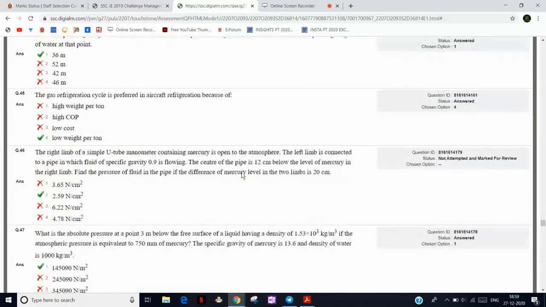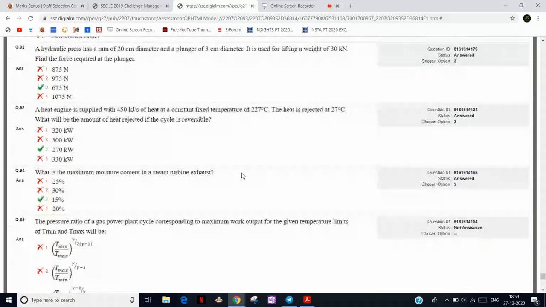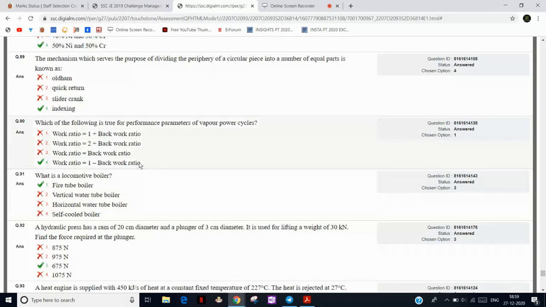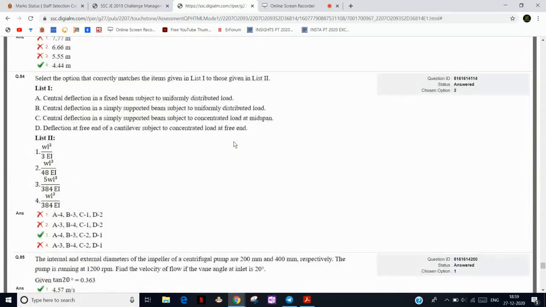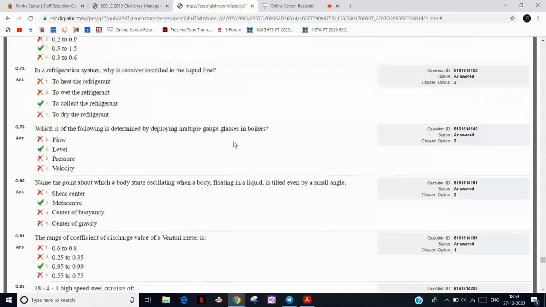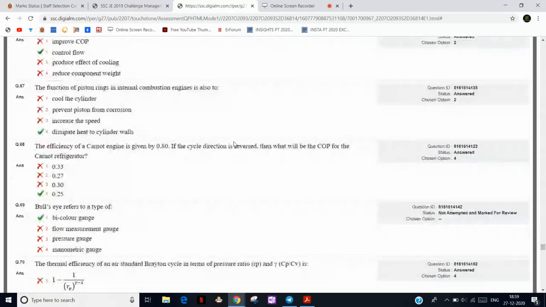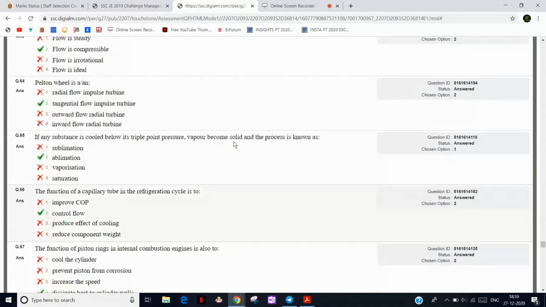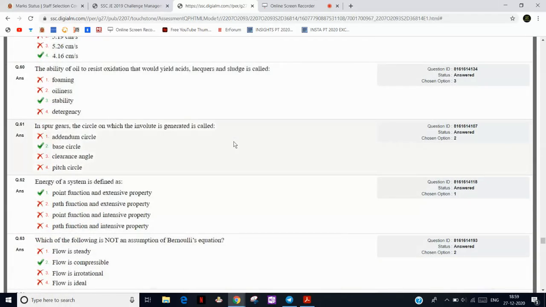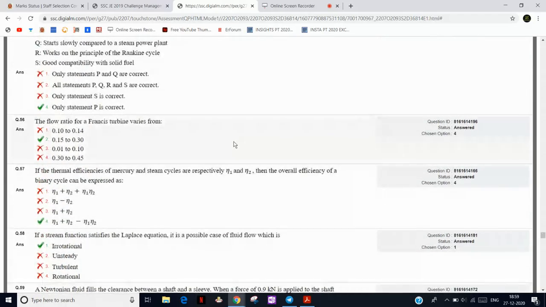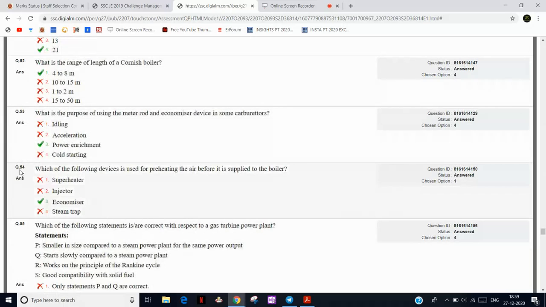The first question is about work ratio. Sorry, it is correct. But one thing that I found here is regarding the air preheater. Because in last year's exam, the 2018 exam that was conducted in 2019, there was the same problem. Look here, question number 54: which of the following devices is used for preheating the air before it is supplied to the boiler? Options are air preheater, superheater, and economizer.